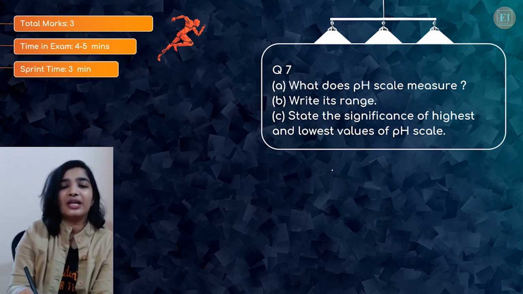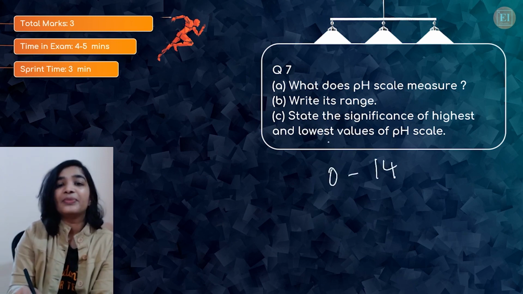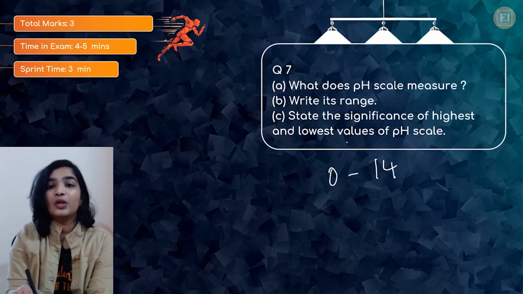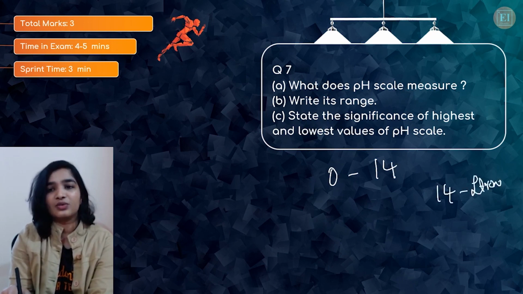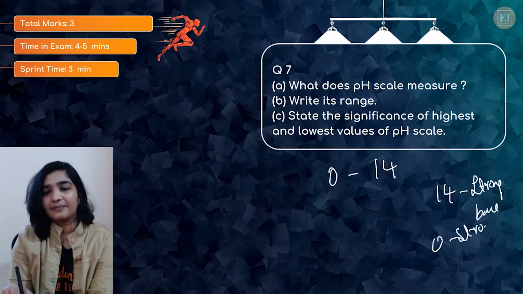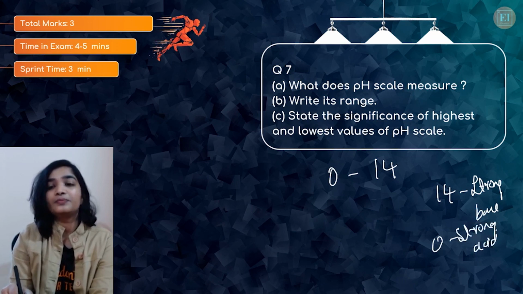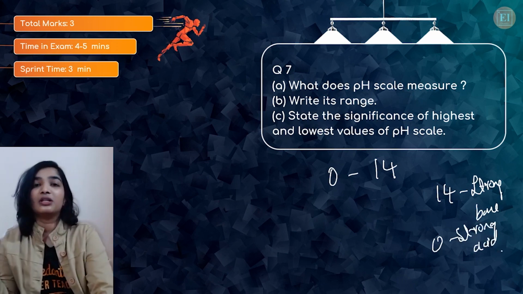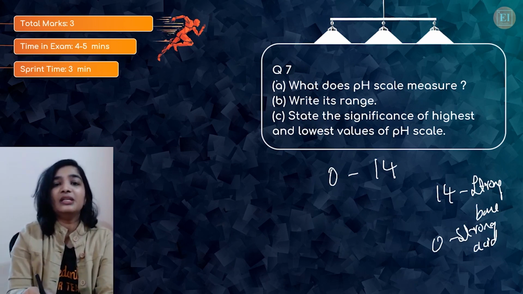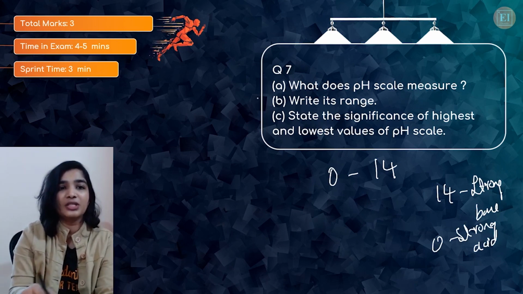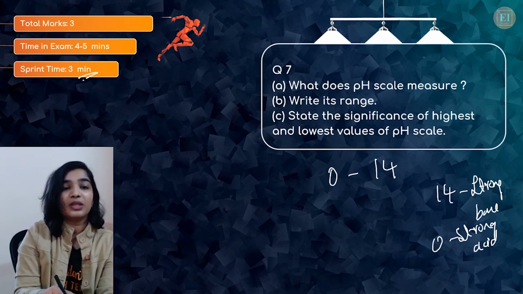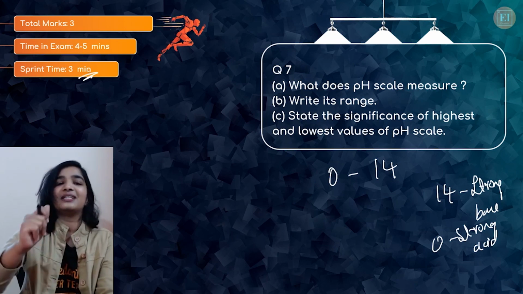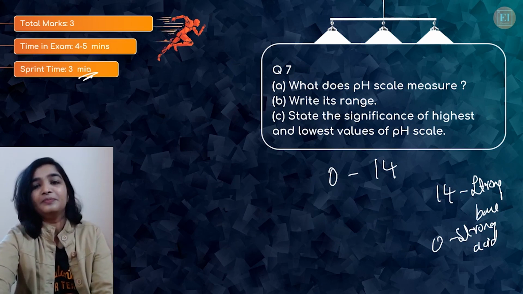Write its range. Its range is from 0 to 14. State the significance of the highest and lowest values of the pH scale. 14, strong base, is the highest value, right? And 0 will be strong acid. Because we all know, the lower the pH value, the stronger the acid, and the higher the pH value, the stronger the base. So that will be the answer for all 3 questions. So we solved it within 2 minutes and you will get full marks.